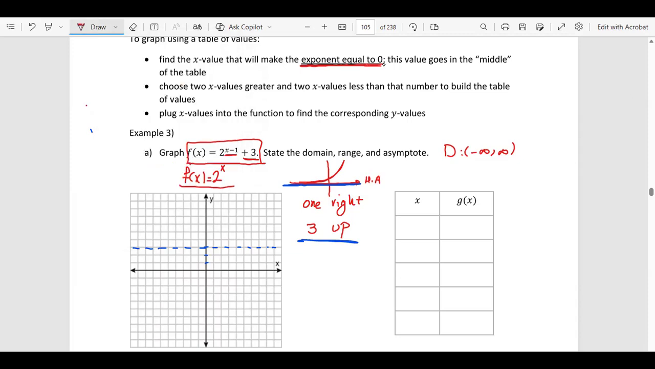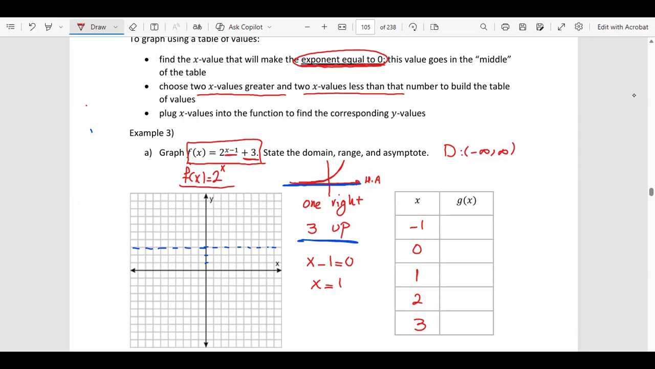I told you, first of all, we need to know where the exponent gets 0. The exponent is x minus 1. And if you set it equal to 0, that means x must be equal to 1. 1 is the point that makes the exponent 0. We put that in the middle of the table, and we always find two x values greater than and two x values less than this number. 2 less than 1 is 0 and negative 1. 2 greater than 1 is 2 and 3. Let's replace each of them and find the y value.